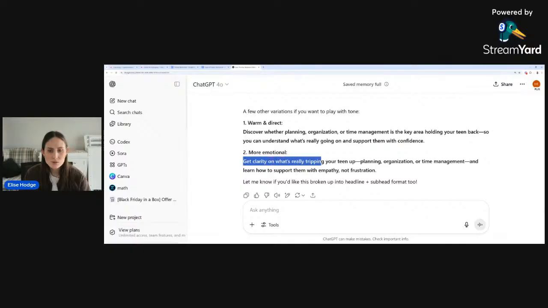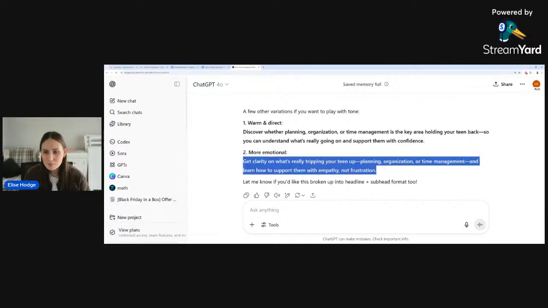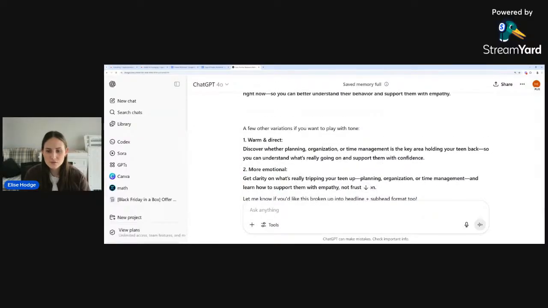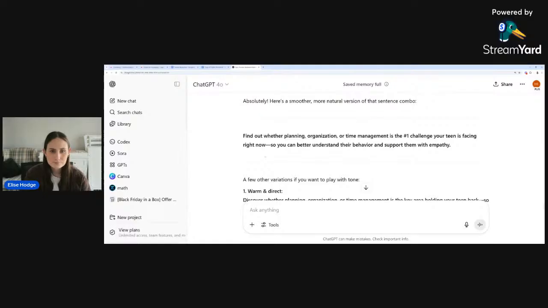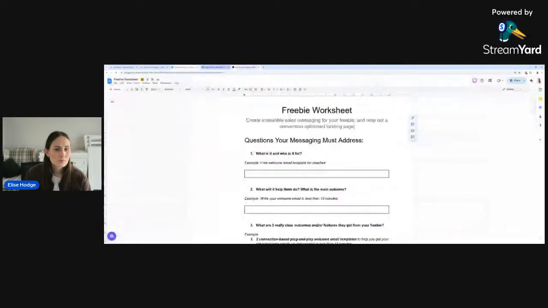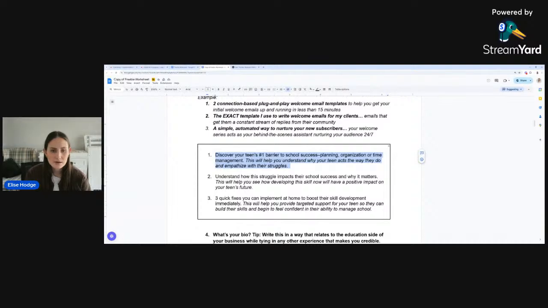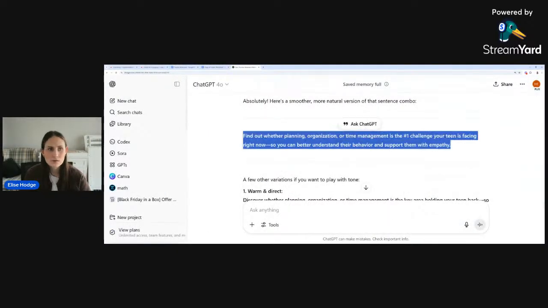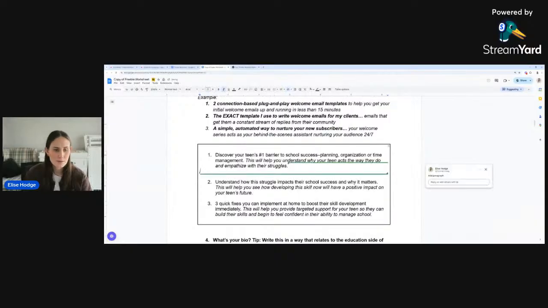Get clarity on what's really tripping your teen up. Planning, organization, and learn how to support them with empathy, not frustration. Okay, it's a bit of a catchphrase here, that not frustration. You originally had, yeah, I think we can kind of keep what you had.